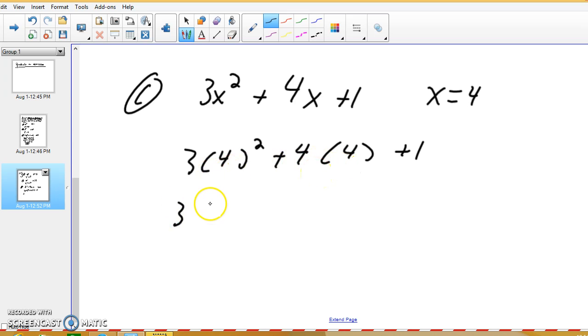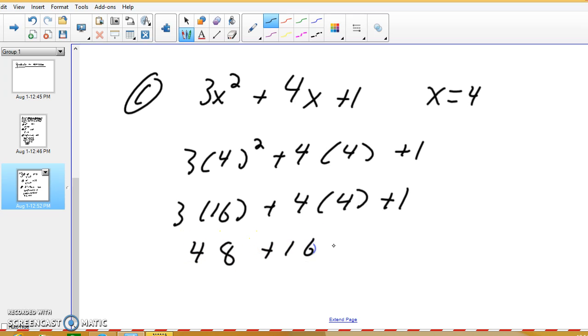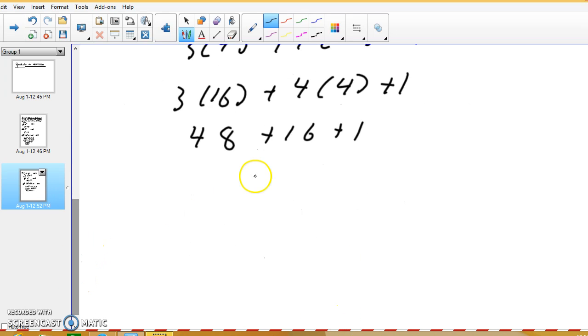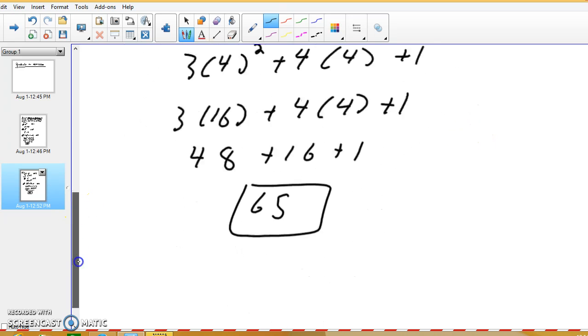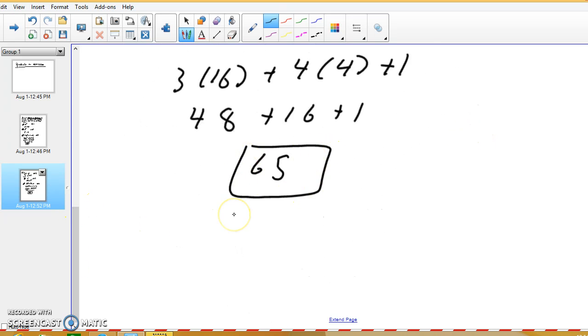The next one is exponents. Next we have multiplication and division. Lastly, we have addition. So again, that expression given that value of x, if we simplify the expression given the value, that is our answer.